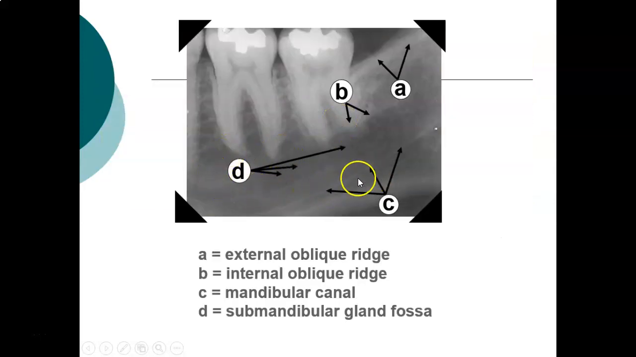So here we have the fossa. You can start to see the mandibular canal, the thin radiopaque lines of the canal. And then you can see the internal oblique ridge and then the external oblique ridge. So these lines here and here. And then the border of the mandible down here.